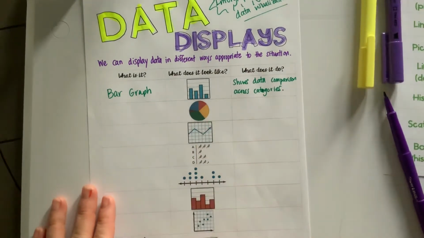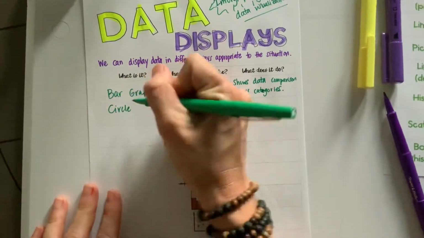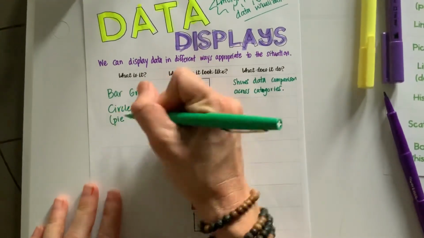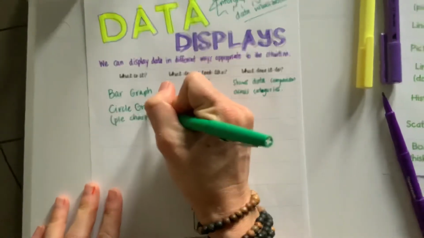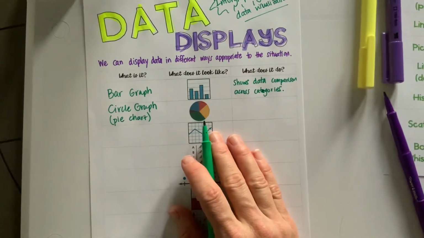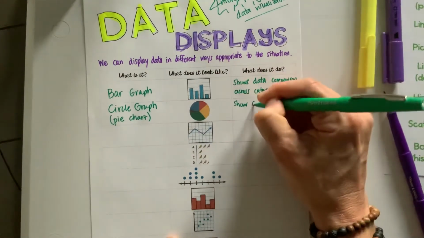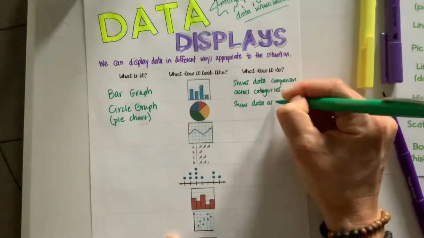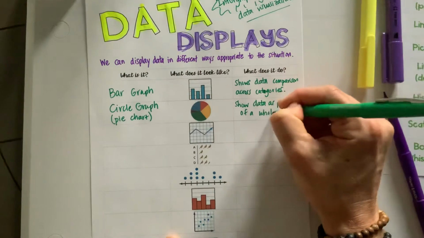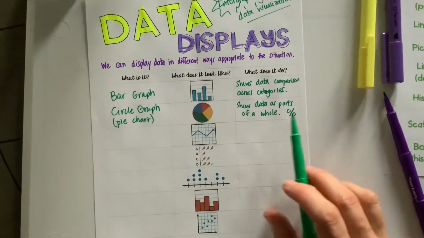All right, so the next type of graph is a circle graph. You, of course, have probably also heard it called a pie chart. Either one is fine. And what is the purpose of a pie graph? What does it do? Or a circle graph? It is going to show data as parts of a whole. And I'm going to put percent here because oftentimes it is presented as a percentage.